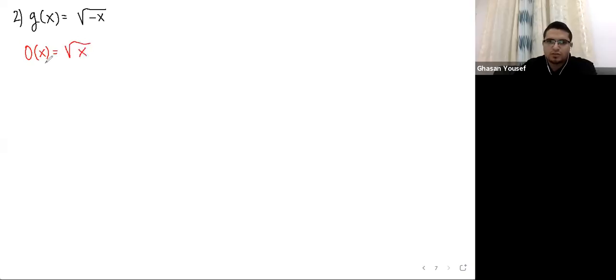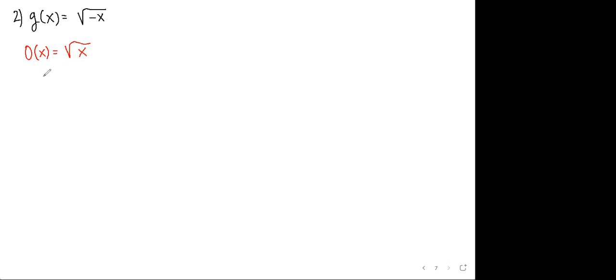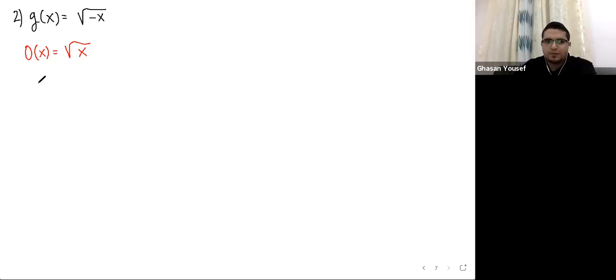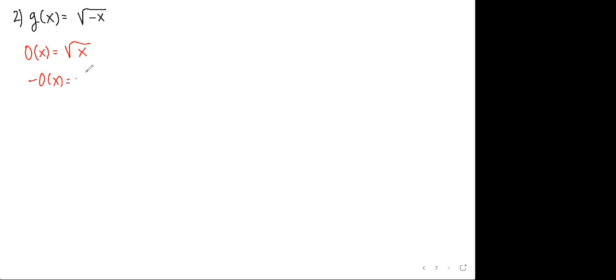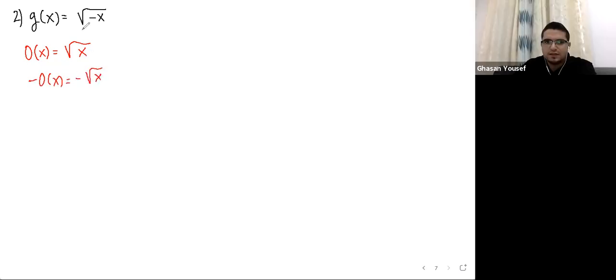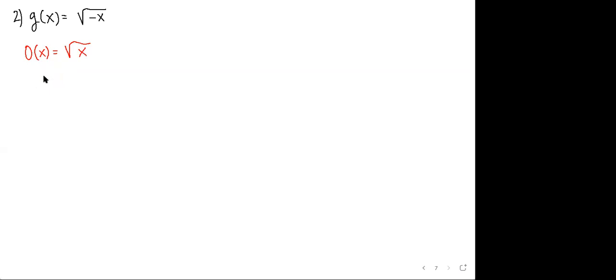Now what should I do here, what do I have to substitute or multiply, to modify this function to make it similar to g of x? You have to multiply by -1. If I multiply both sides by -1, I get negative O of x equals negative square root of x. And this is not the same as g of x. So what should I do? It's going to be inside.